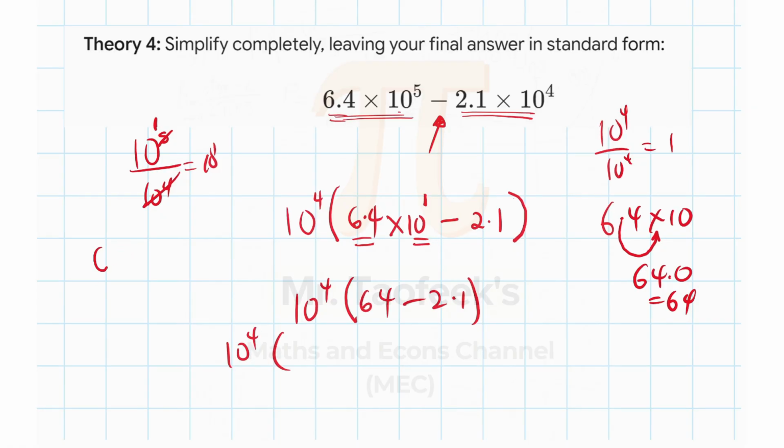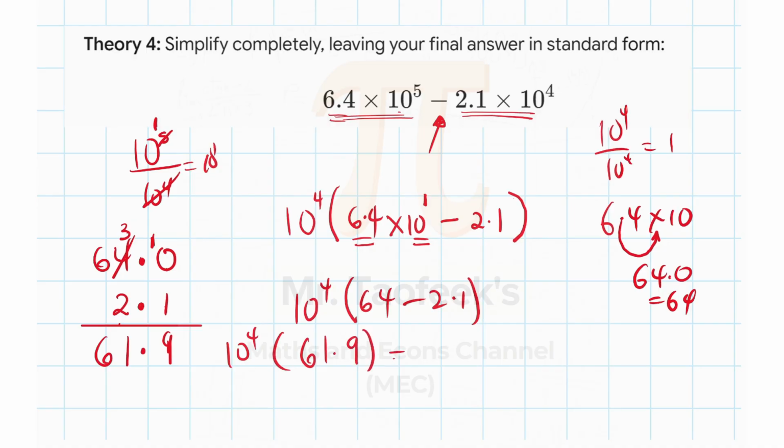64, take away 2.1. 64 is the same thing as 64.0. Take away 2.1. You have to make sure the decimals are aligned on top of each other. So 2.1, right? So 0 minus 1 is not possible. Borrow 1 from here. This becomes 3. We have 10. 10 minus 1, that's going to be 9. And then 3 minus 2, that's going to be 1. And then we've got 6 there. So this is going to be 61.9.